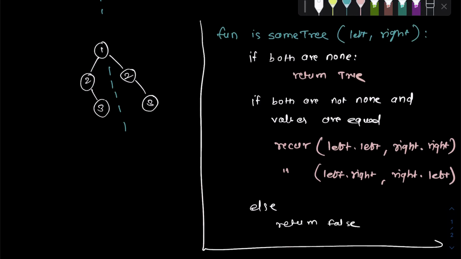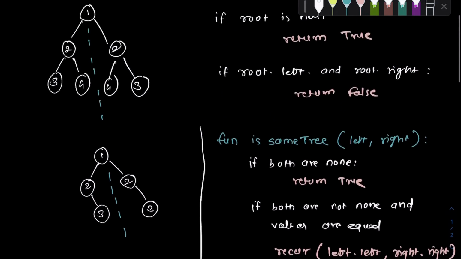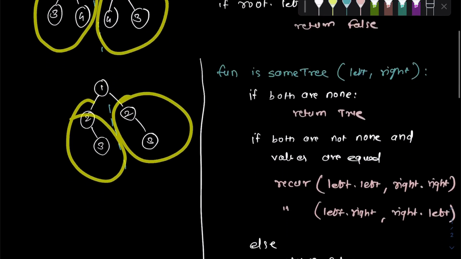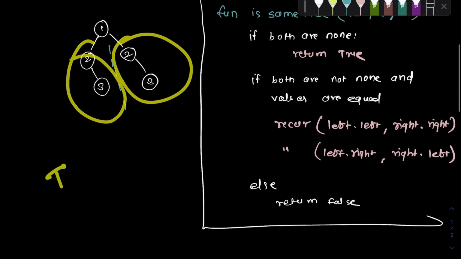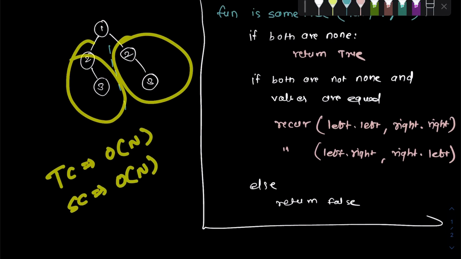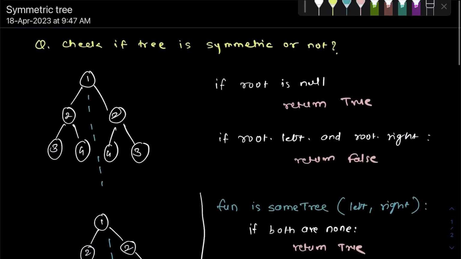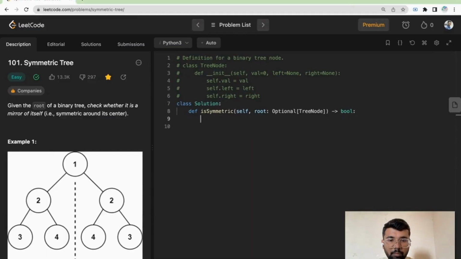So this is the pseudocode for this, and we will be visiting each node only once at a high level. So in this case, time complexity will be O of n and space complexity will be O of n if the tree is skewed. Okay. So that's all. Let's try to code this problem.